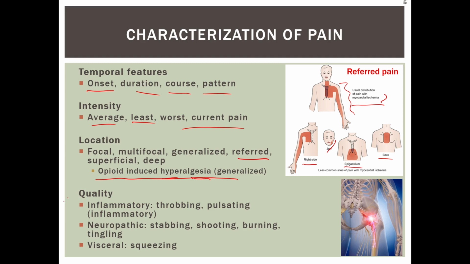And lastly, what's the quality of the pain? This may give you some sense of what the source of the pain is. Is it inflammatory? Is it a throbbing or pulsating? Is it a stabbing, shooting, or burning, tingling pain that's very indicative of neuropathic pain? Or does it just feel like a pressure or a squeezing? And so understanding these four features, the temporal features, the intensity of the pain, the location, and the quality of the pain can help you in developing a strategy to treat the pain, either to have no pain or to make the pain tolerable.